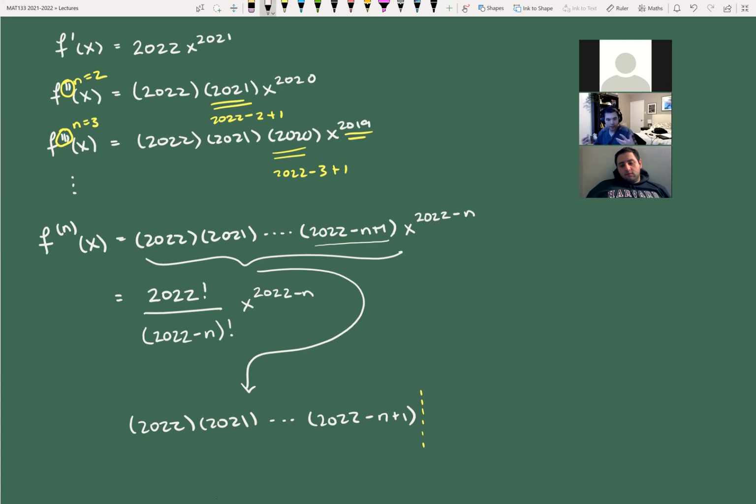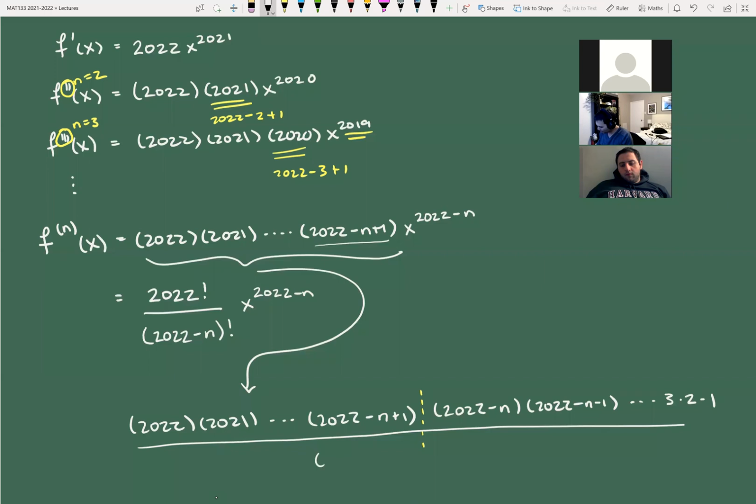So if I kept going, if it was actually 2022 factorial, what's the next number? Right, like this. Because you just keep subtracting 1, right? So what I've effectively done is take that whole thing and divide it by 2022 minus n, 2022 minus n minus 1, ... 3 times 2 times 1. Everything that I wrote after the dotted yellow line has to get canceled out because I want the sum to stop right here. I want that to be the last term. So everything else after that has to get canceled out.